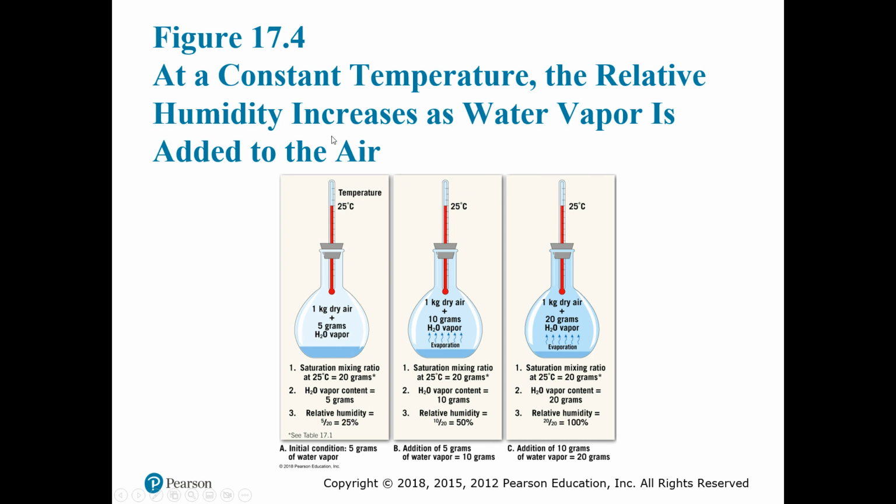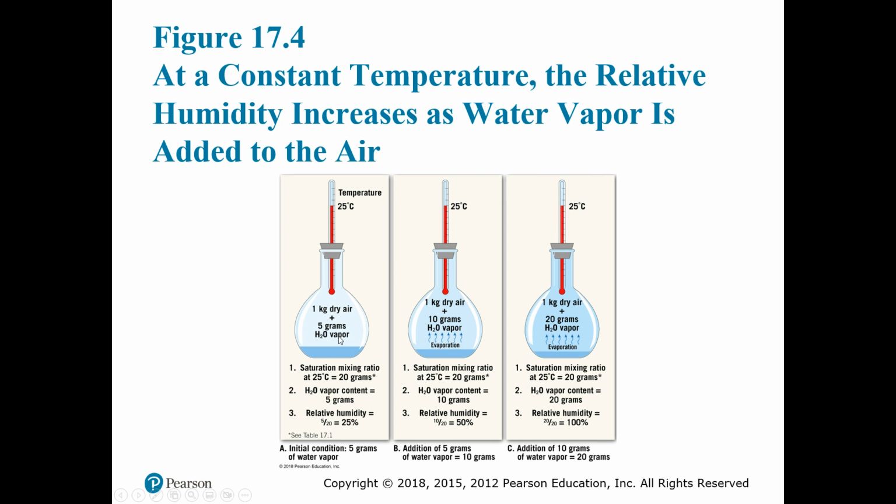So the first thing I'm noticing here is that it's at a constant temperature. So each of these 3 flasks here represents 25 degrees Celsius. So we're not changing the temperature in this case. We have a kilogram of dry air inside and 5 grams of water vapor.